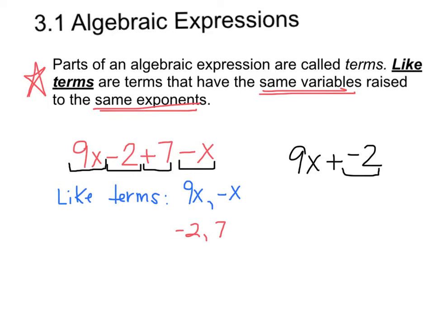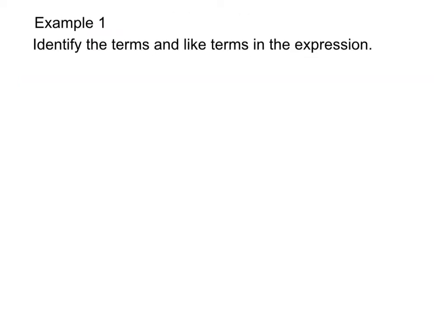So make sure you understand that all of these are called terms. Like terms are terms that are either constants, which are just numbers, or terms that have the same variable raised to the same exponents. So for example number 1, we're going to identify the terms and the like terms in each expression. So in this expression, let's write down, let's make it a fun one. Let's do z squared. Notice I always put this here just so it doesn't look like a 2. Z squared plus 5z minus 3z squared plus z minus 7.